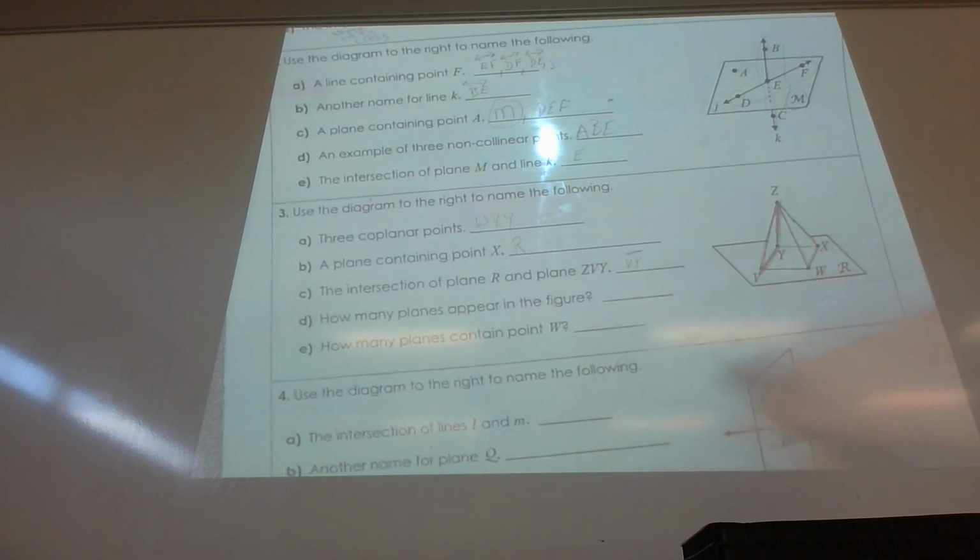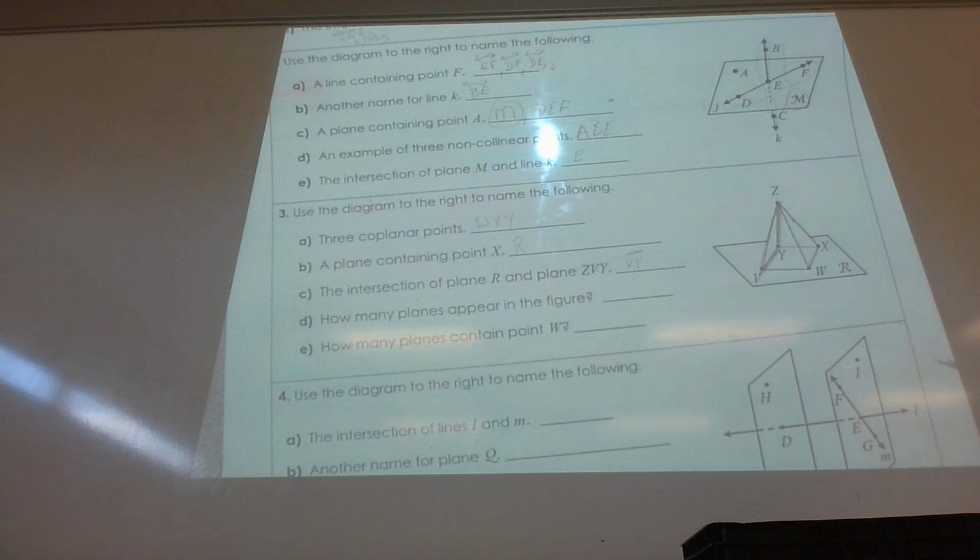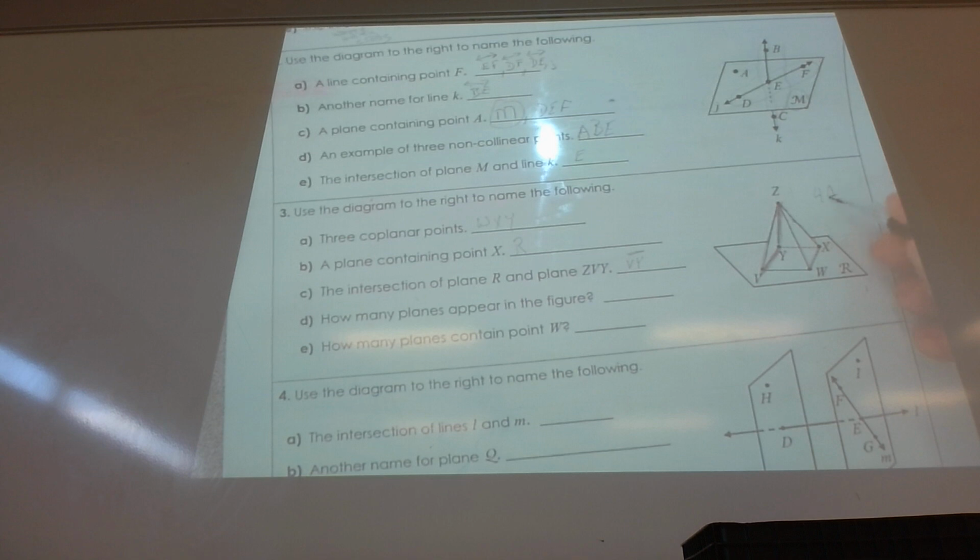Now, this one again is an interesting question. How many planes appear in the figure? Well, we have plane R, so that's 1. This pyramid has a triangle on this side, a triangle in the front, a triangle in the back, and a triangle over here. So that's 4 triangles. It has a square on the bottom. So it has those four and the plane R, so 4, 5, 6 planes.